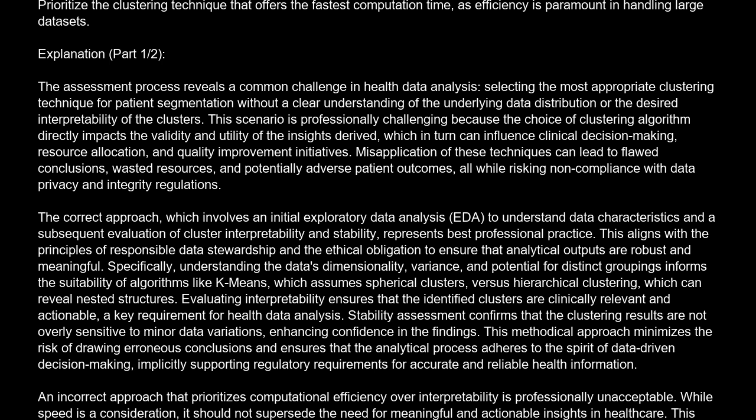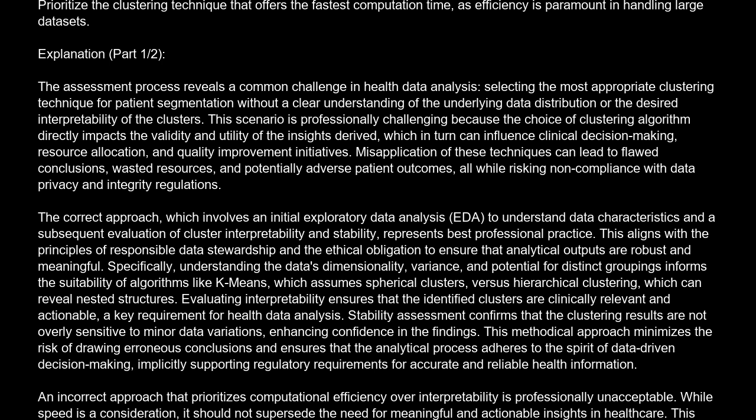segmentation without a clear understanding of the underlying data distribution or the desired interpretability of the clusters. This scenario is professionally challenging because the choice of clustering algorithm directly impacts the validity and utility of the insights derived, which in turn can influence clinical decision-making, resource allocation, and quality improvement initiatives. Misapplication of these techniques can lead to flawed conclusions, wasted resources, and potentially adverse patient outcomes, all while risking noncompliance with data privacy and integrity regulations.